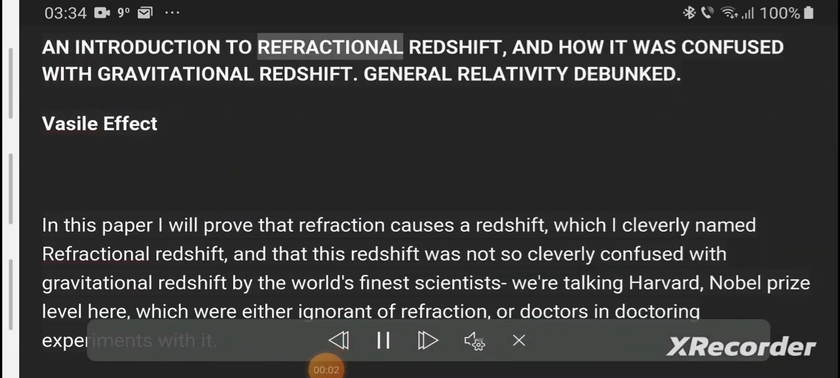An introduction to refractional redshift, and how it was confused with gravitational redshift. General relativity debunked. Vossile effect. In this paper I will prove that refraction causes a redshift, which I cleverly named refractional redshift, and that this redshift was not so cleverly confused with gravitational redshift by the world's finest scientists. We're talking Harvard, Nobel Prize level here, which were either ignorant of refraction, or doctors in doctoring experiments with it.